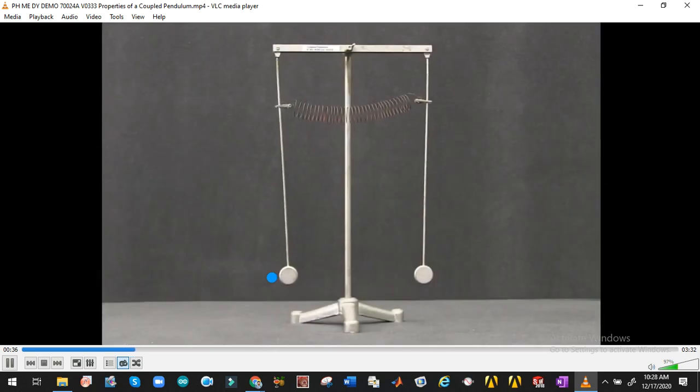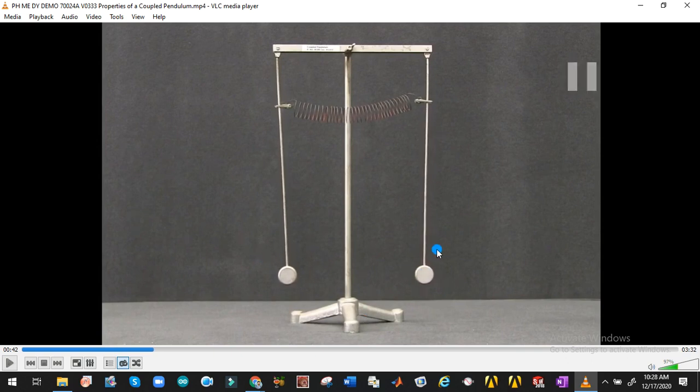Now what I've done is I've added a spring joining the two pendulums. Now I have connected a stiffness element in between the suspended pendulums. Now what will happen? Now it is called a coupled pendulum. Most of the complex cases are always coupled. So there is an effect of one body's motion on the other.